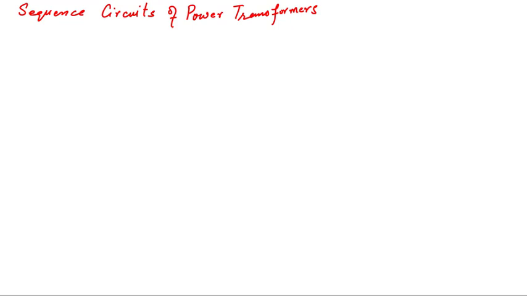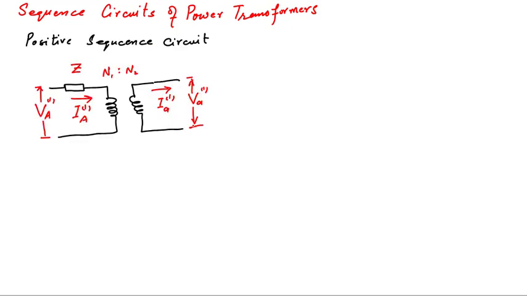Without going into the detailed derivation of those expressions, to develop the sequence equivalent circuit, we directly draw the positive sequence and negative sequence circuit of power transformer. This is positive sequence circuit of a power transformer where the subscript capital letters are for high voltage side and subscripts in small letters are for low voltage side. So this is high voltage positive sequence voltage of phase A, high voltage side current positive sequence.